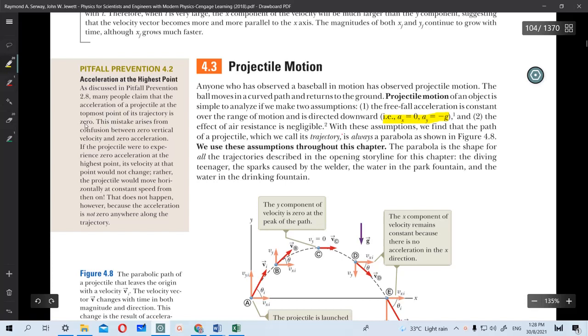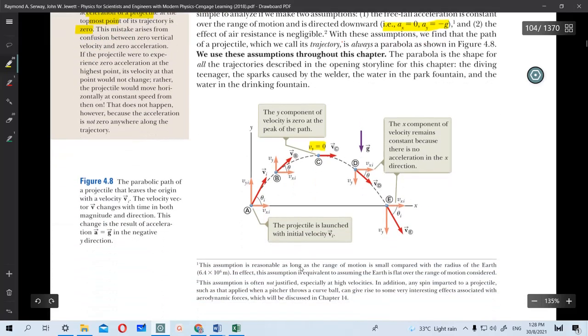Something to remember and recall as well: you should note the acceleration of a projectile at the topmost point is not 0 in the y direction, it is about to turn direction. The velocity in the y direction is 0, but not in the x direction. Since acceleration in the x direction is 0, the x direction has the same value of vx throughout the motion.